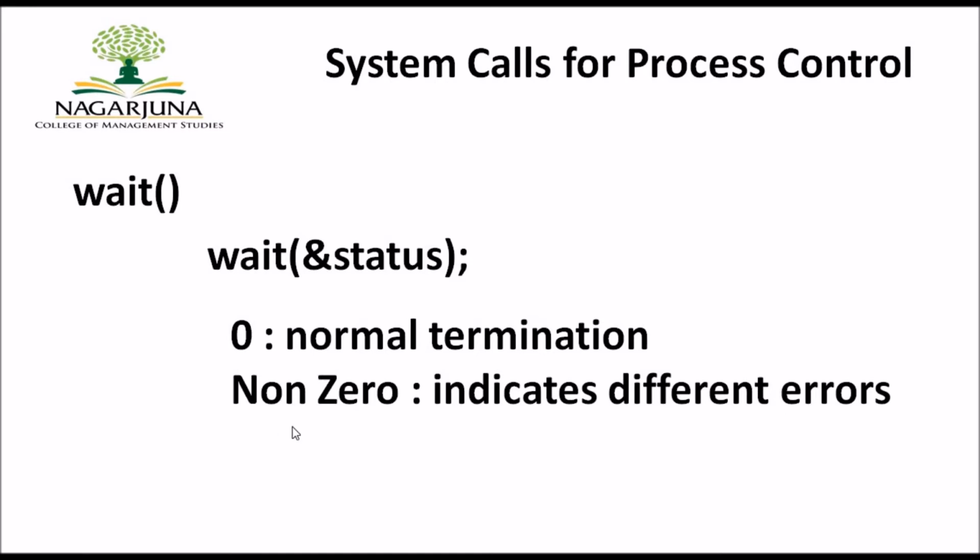If it returns a non-zero value, it indicates that there is an error. Maybe without informing the parent process, the child process might have terminated itself, or there might be a scenario where the child process exists but the parent process, without waiting, executes its own process. In that case, wait returns a status value that is non-zero, indicating that there are different errors in the wait state.